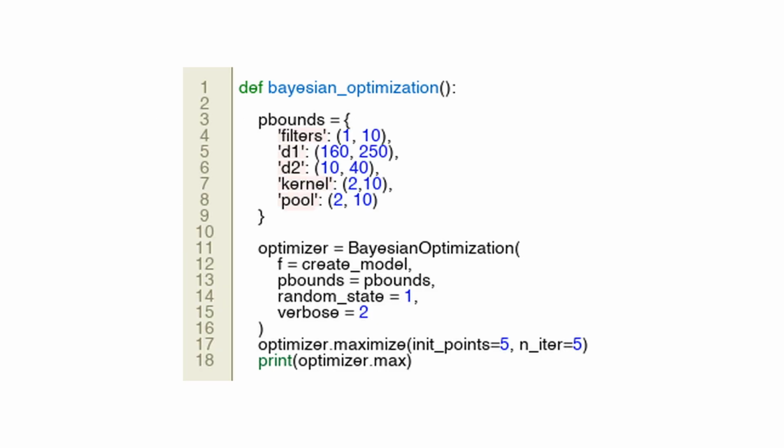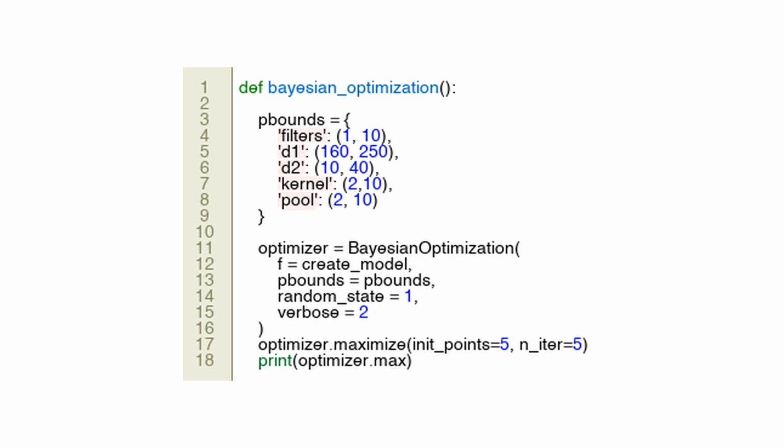The given Python code defines a function, Bayesian optimization, that applies Bayesian optimization to the problem of finding the optimal parameters for a certain model, presumably a neural network or a machine learning model. Bayesian optimization is a strategy for finding the maximum or minimum of an objective function that is expensive to evaluate. In the function body, the first step is to define the parameter bounds, p-bounds.